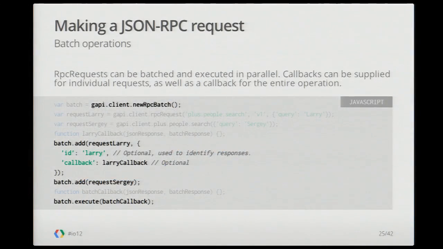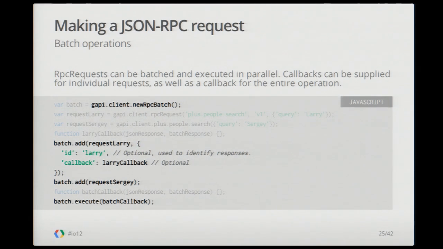For the second request, I add it and I don't use any of those optional parameters. Now, if you're interested in the response for a batch, you're going to want one of the two, ID or callback. You'll either want the ID to extract the response from your batch response, or the callback, because this individual callback will be called with just the response for this batch operation, not for the entire thing.